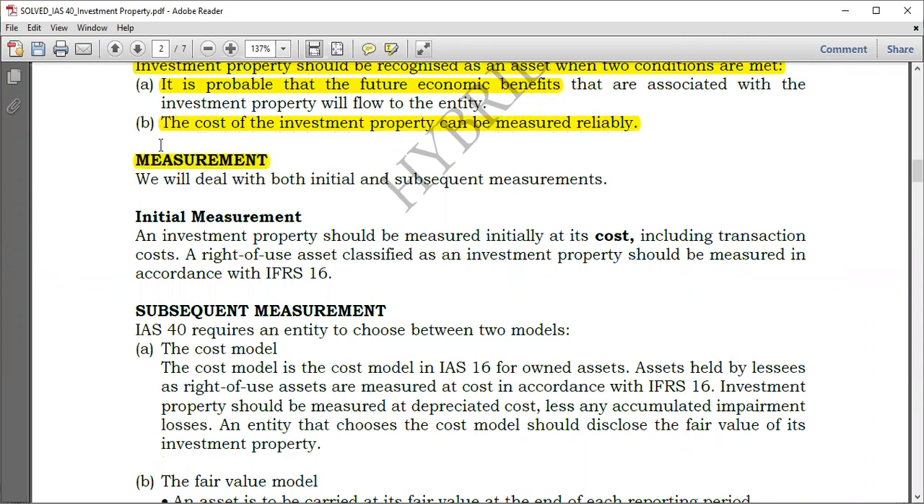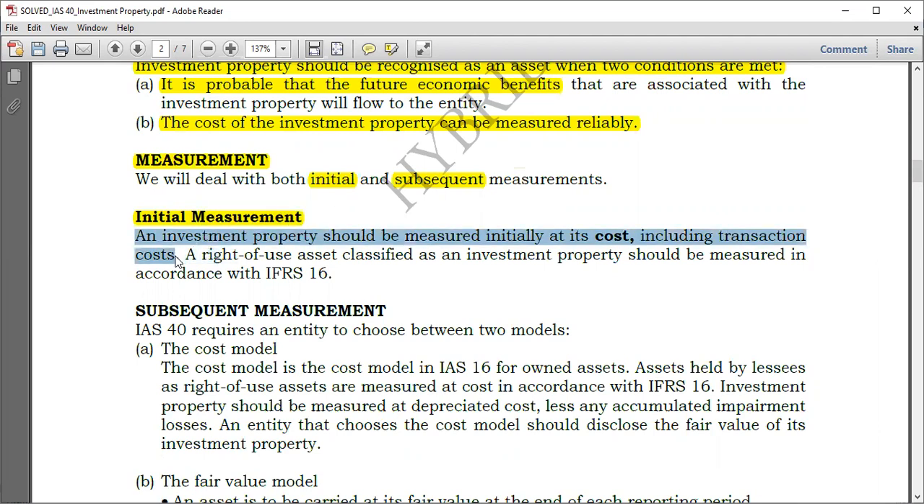Measurement, how do we do it? Initially, when we recognize something, you should know at what amount to recognize it. That's why we deal with both initial measurement, that is measurement on initial recognition, and subsequent measurement. Starting with initial measurement: an investment property should be measured initially at its cost, including transaction costs.